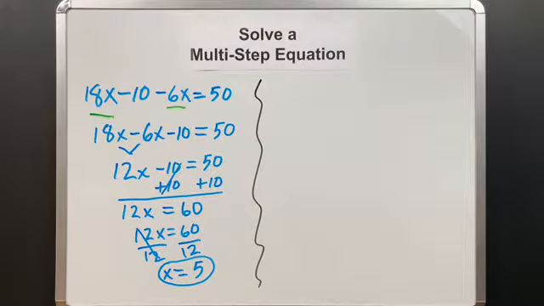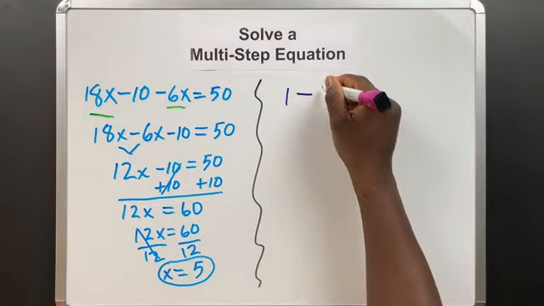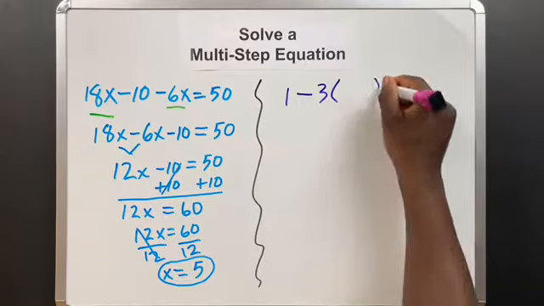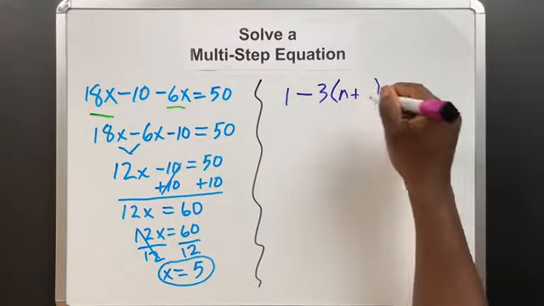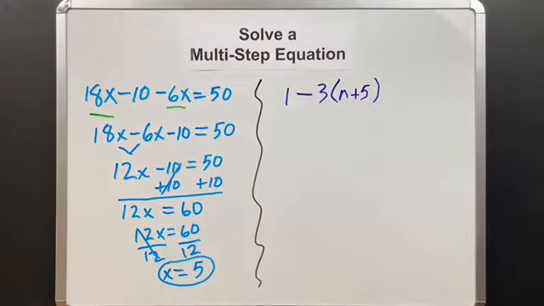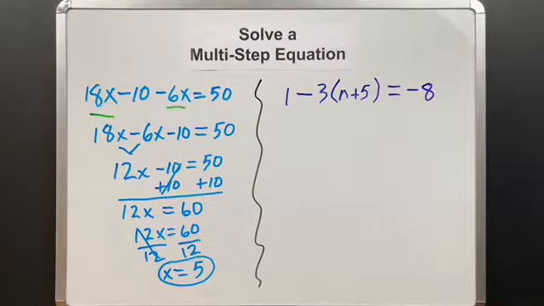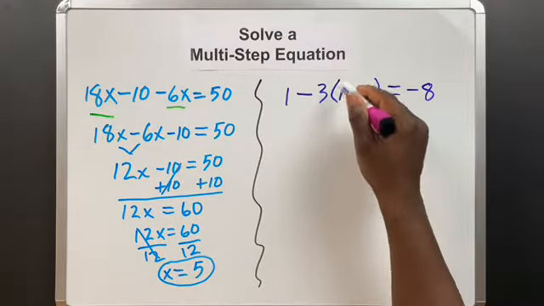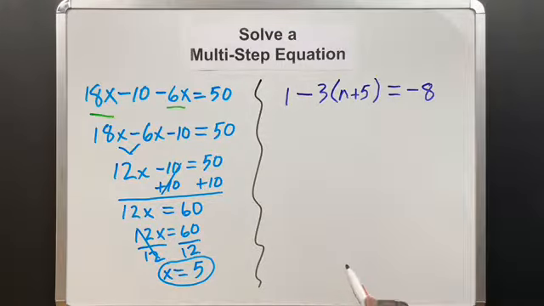We're still dealing with multi-step equations, but in this case, we're going to solve an equation that looks a little different. Here we have 1 minus 3 times the quantity of, that's how you say that, n plus 5 equals negative 8. Now, in this case, we're going to use the distributive property to get rid of the parentheses, okay?